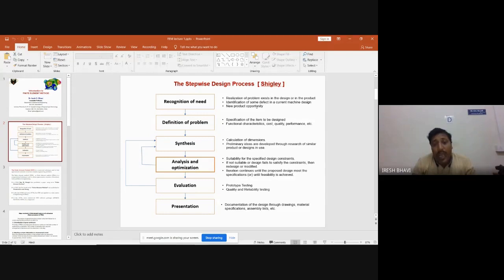Or sometimes what happens, there may be opportunity for development of new products also. For example, suppose you want a device to write on white paper. That is a new opportunity. Then you can decide that I want to design a certain device which can write on the paper. Then once you recognize this need, next comes the definition of problem. In this step, you will be completely defining the design, means the problem which you want to solve, that will be completely defined.